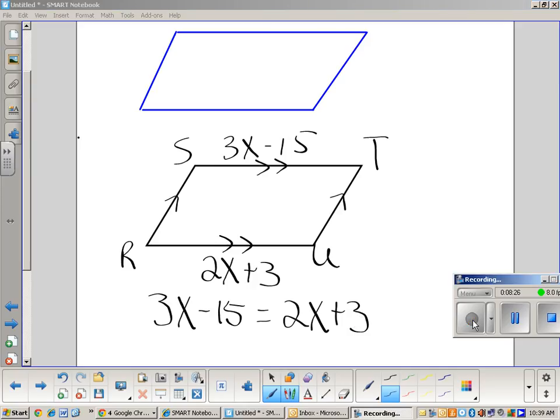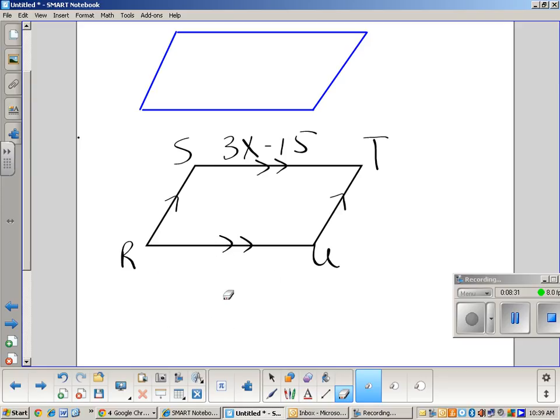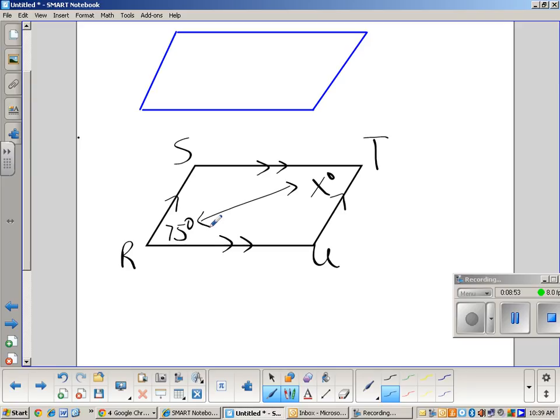So the second item, and I'm just going to say this again for the recording, is that opposite angles are congruent. So if I say this is 75 and this is x over here, we would know that x equals 75 because these are opposite angles. Well, that's a special property of a parallelogram.